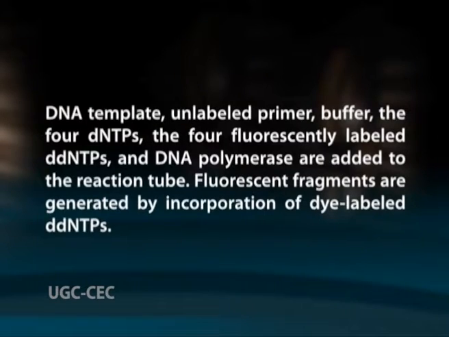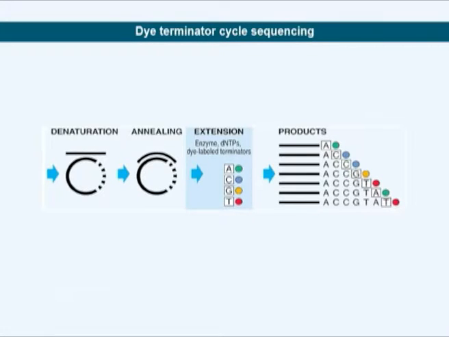DNA template, unlabeled primer, buffer, the 4 dNTPs, the 4 fluorescently labeled ddNTPs and DNA polymerase are added to the reaction tube. Fluorescent fragments are generated by incorporation of dye-labeled ddNTPs. Each different ddNTP, that means ddATP, ddCTP, ddGTP or ddTTP, will carry a different color of dye. All terminated fragments, those ending with a ddNTP, therefore contain a dye at their 3' end.